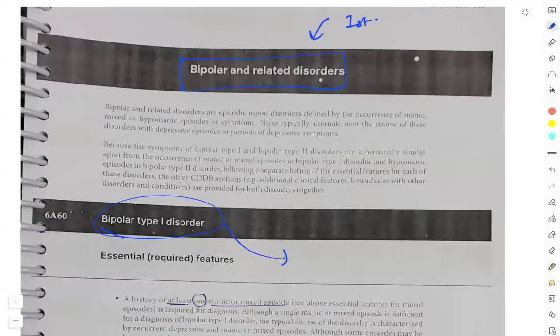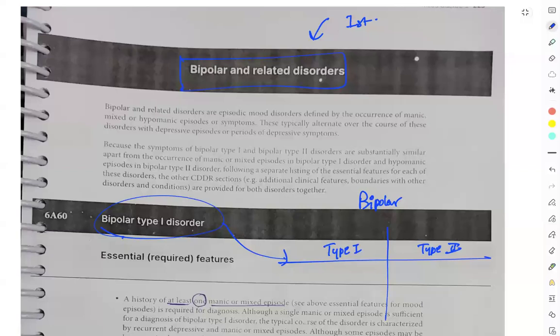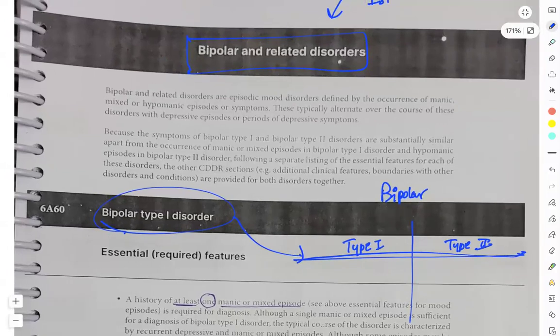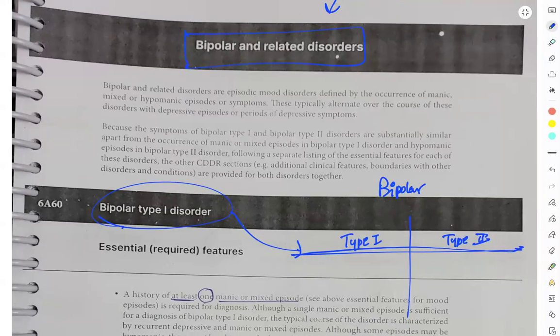Okay, can you tell me what is the difference between a type 1 and type 2 bipolar disorder? Hello? I think there might be some internet issues.